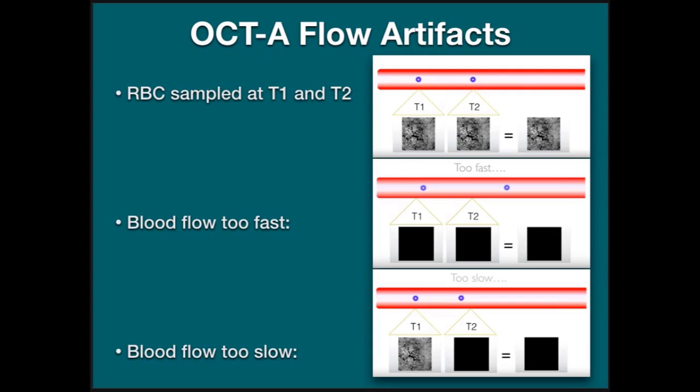You may not be able to catch it with your T1 and T2 samples and not detect any flow at all. And alternatively, if the blood is moving too slowly, again in the lower image, you might sample it at one point but not sample it in the other and detect again that there has been no blood or movement in that area. I can't really think of too many clinical situations where the blood will move too fast, but there are certainly plenty of clinical situations where the blood does move too slowly and may not be detected with OCT angiography.